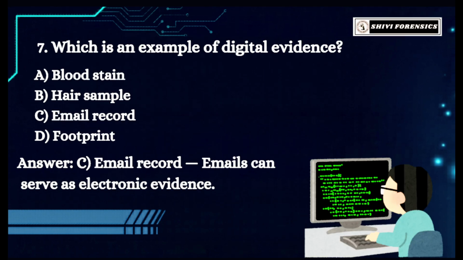Next, our question number 7 says that, which is an example of digital evidence? Option A, blood stain, option B, hair sample, option C, email record, and option D, footprint. For this, the correct answer is option C, email record. Digital evidence refers to any information stored or transmitted in digital form that may have evidentiary value.